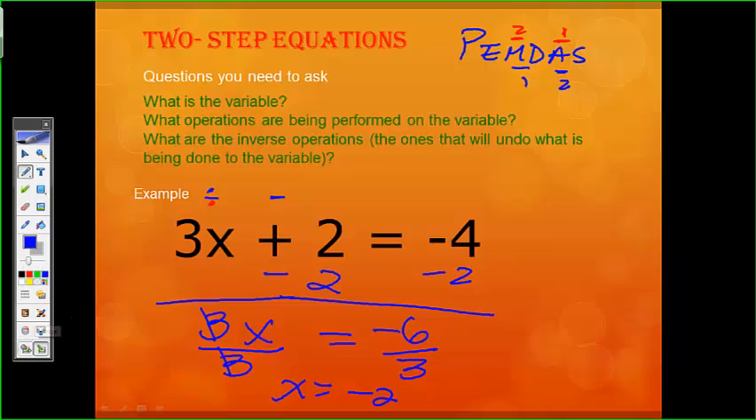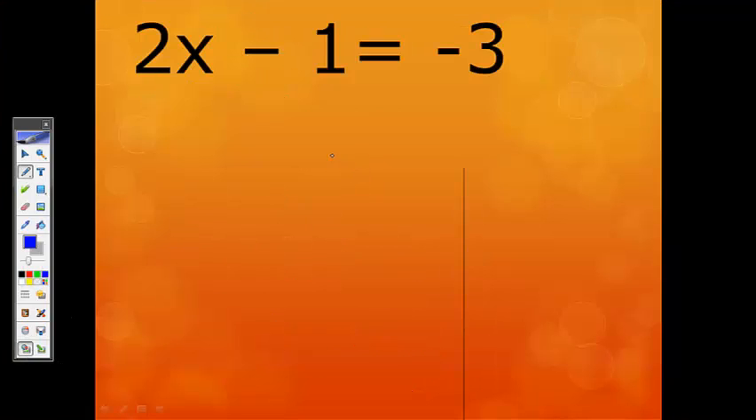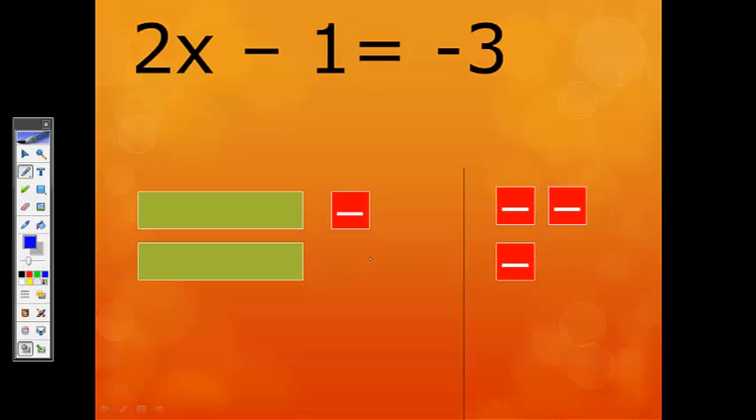Now let's move on. So here is another example, but with this one I'm actually going to show you what happens when we model this with the tiles. So here we have 2 x's. We're trying to figure out how much is each one worth, and we have minus 1 is equal to negative 3. Now if I'm trying to figure out how much is each bar worth, what I really need to do is to get rid of this negative 1, right? So the only way to get rid of the negative 1 is to add a positive to it.